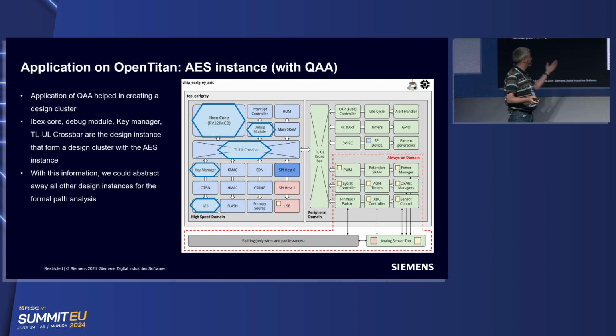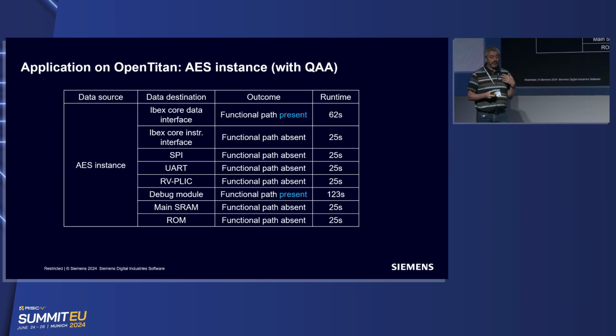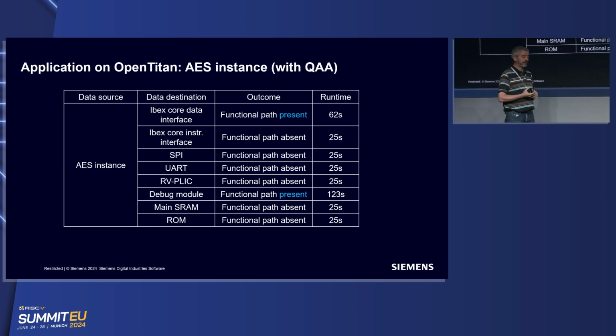You just input the sources that you're interested in, the AES, and if you couple the two tools, you get some kind of speed up. It doesn't matter too much; it's still around a minute or so for proving paths and finding paths. But here you finally can also prove absence of paths.